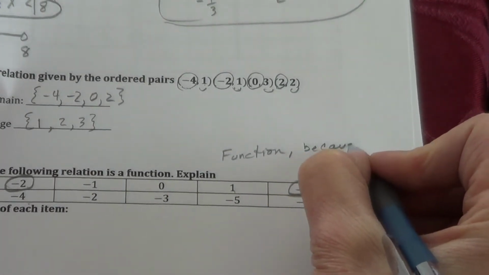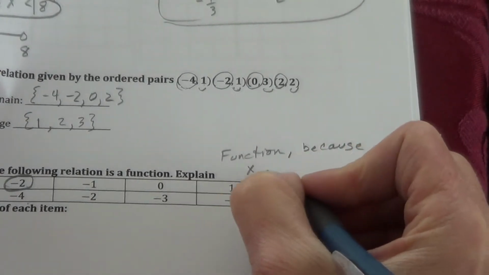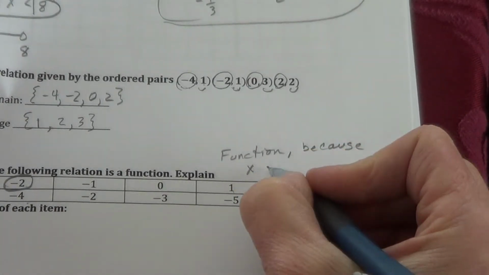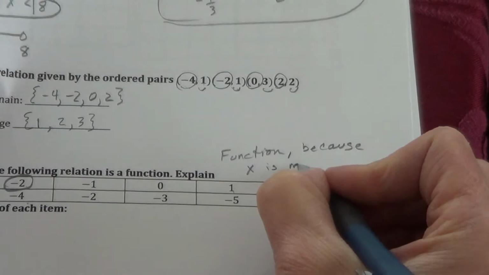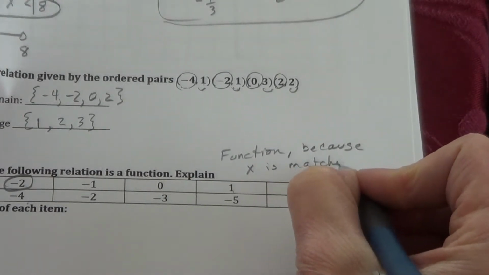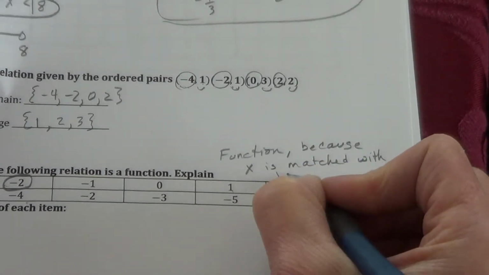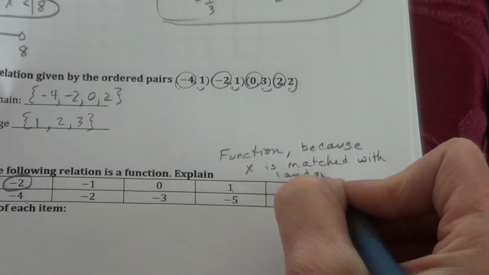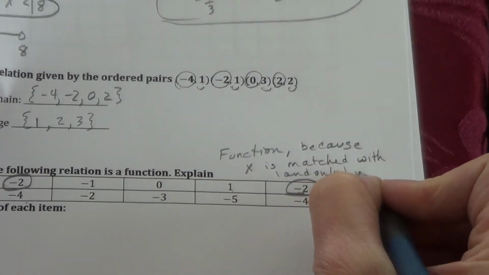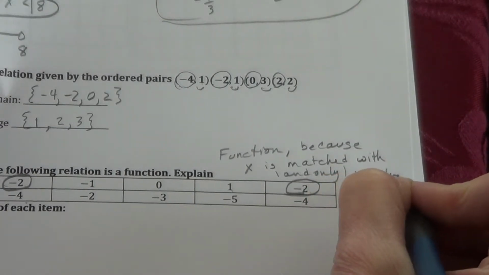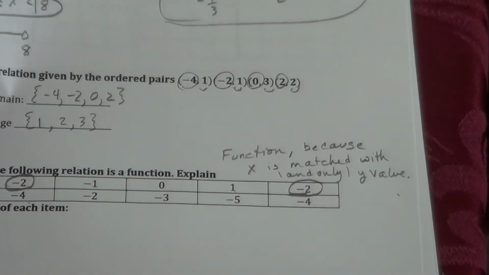So it is a function because x is matched with one and only one y value. He can't cheat. Okay?